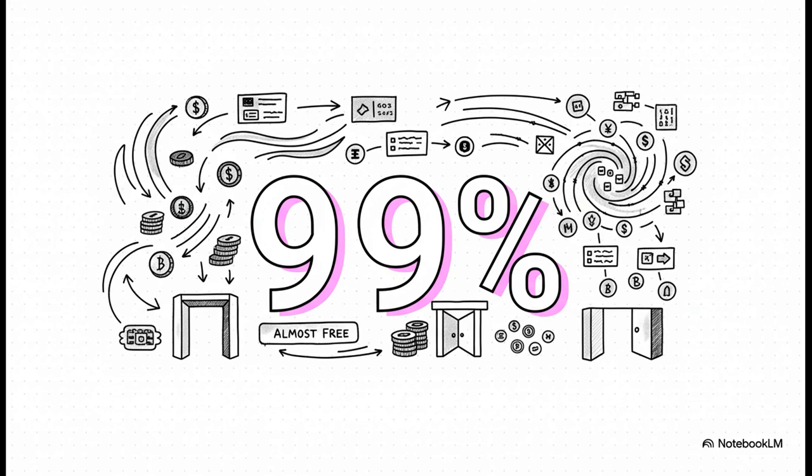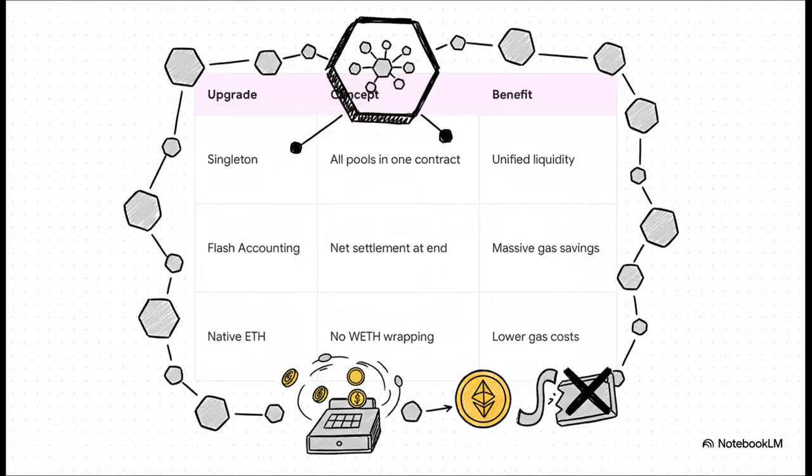All right, the number that has everyone's jaw on the floor, the big headline figure, is this: a staggering 99% reduction in the gas cost to create a new pool. I mean, this makes launching new trading pairs practically free, which just blows the doors wide open for tons of new tokens and strategies. This crazy efficiency comes from a few key upgrades. First, there's the singleton design.